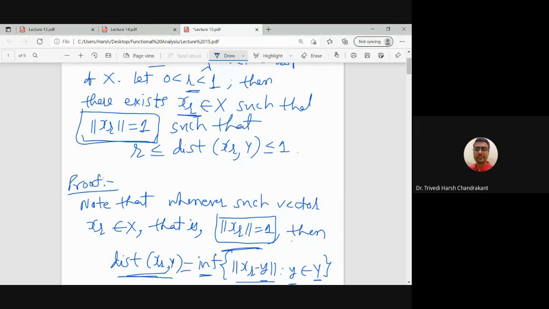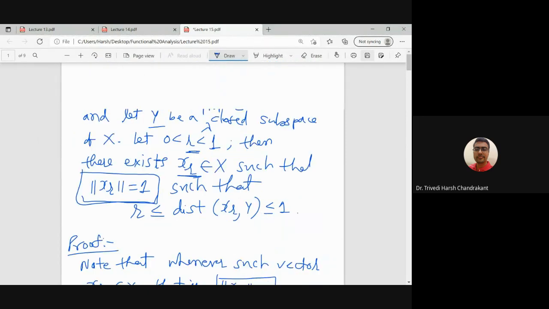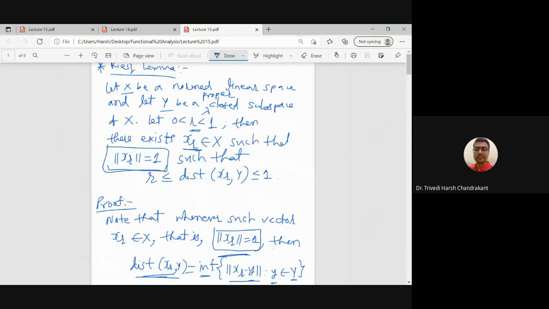So this result is very important. Whenever we have a proper subspace and we want an element which is r distance away from the subspace, such a result will be useful. As a first application of this result, we want to study when the closed unit ball is compact.